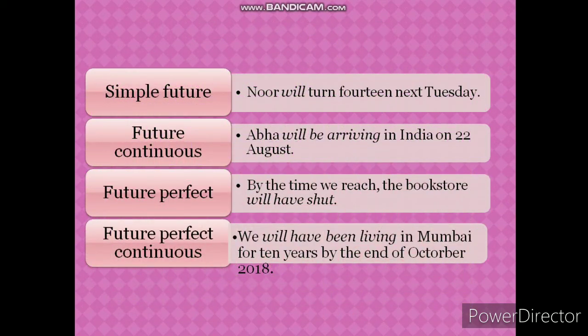Now see the different forms of future tense with example. Simple future. Noor will turn 14 next Tuesday. Future continuous. Abha will be arriving in India on 22nd August. Future perfect. By the time we reach, the bookstore will have shut. Future perfect continuous. We will have been living in Mumbai for 10 years by the end of October 2018.